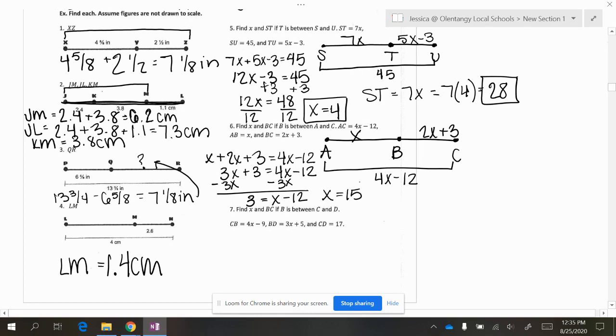X is 15. Then adding it back in, we are not done because it's asking us to find x and BC. So BC, they told us was 2x plus 3. So that's 2 times 15 plus 3, which is 33.